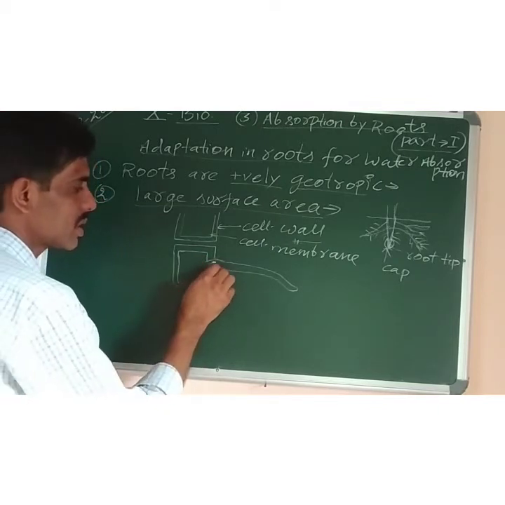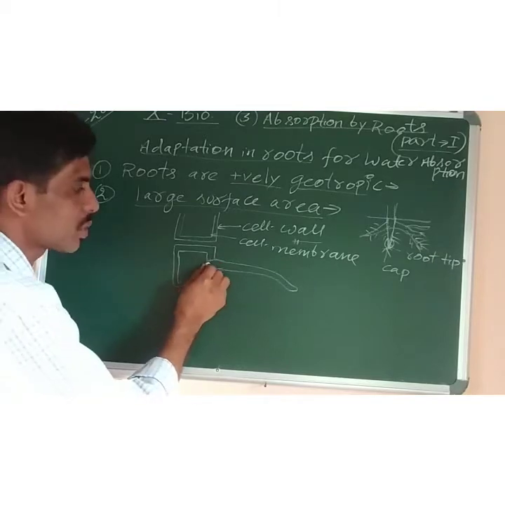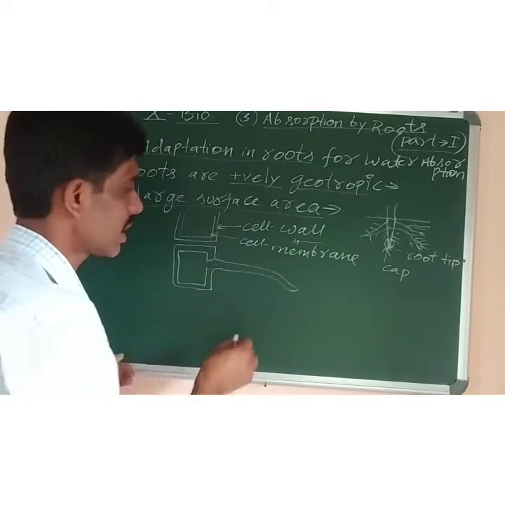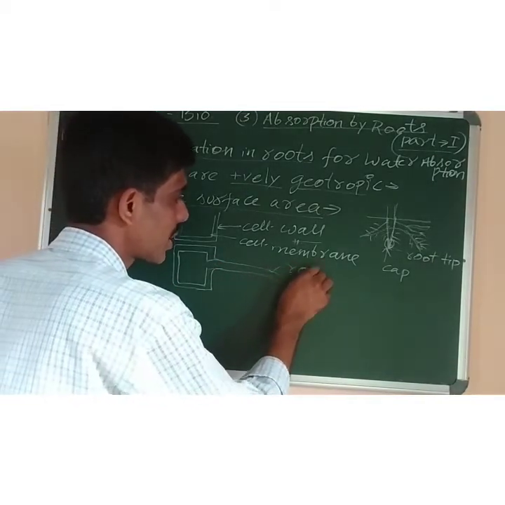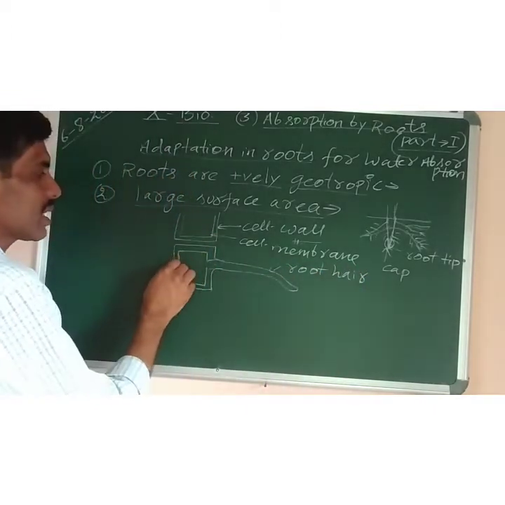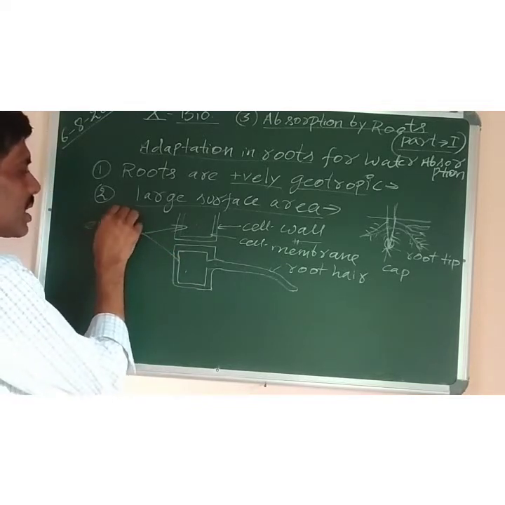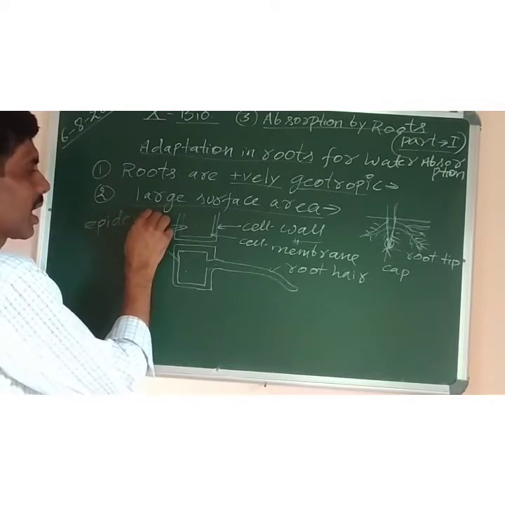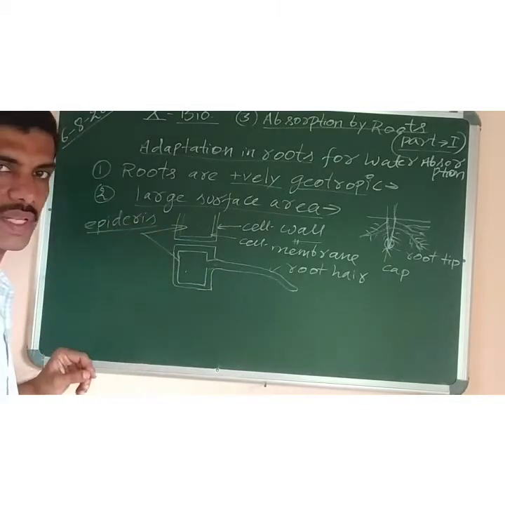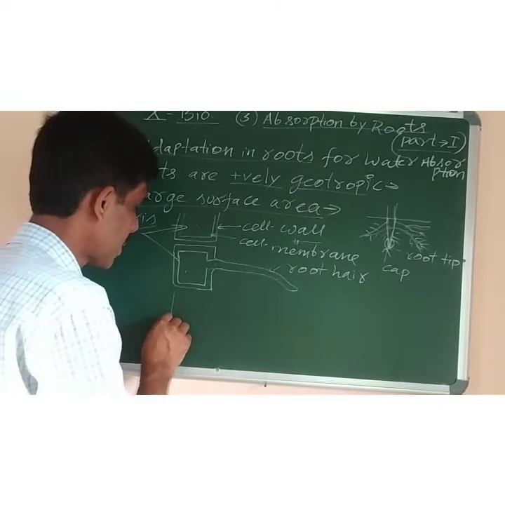What is this one? This is the outgrowth of the root hair only. This epidermal cell grows into a long tube-like structure that is known as a fully grown root hair. And what type of cell is this? This is known as an epidermal cell. Epidermal means the outermost layer of cells present in the root.